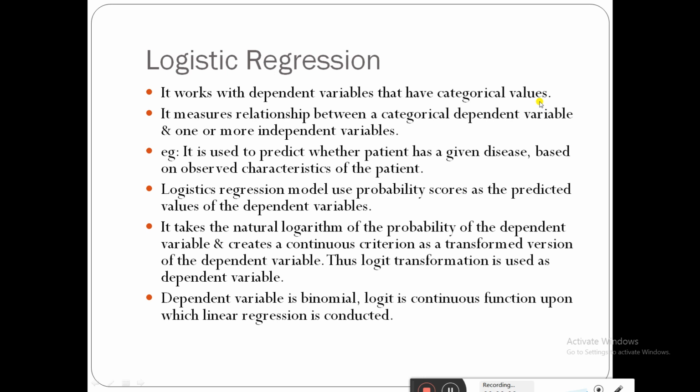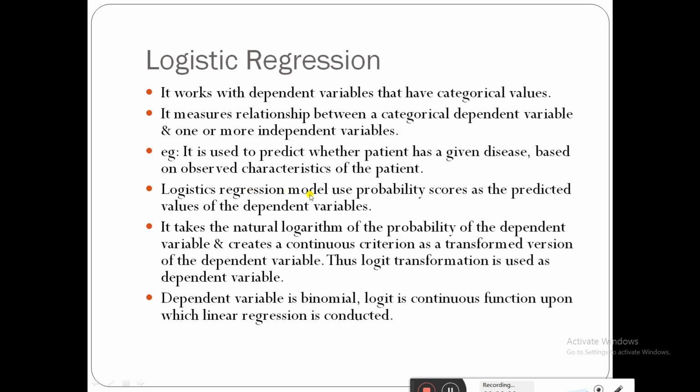Another example: it is used to predict whether a patient has a given disease based on the observed characteristics of the patient. What we are going to do here is check whether the patient has a fever, yes or no. The values of the categorical variable are yes or no. Next, we check whether the patient has a cough, yes or no. Like this, the variables will have categorical values.